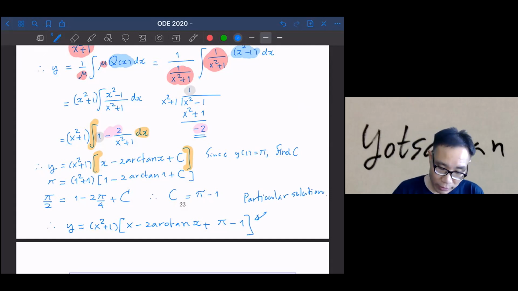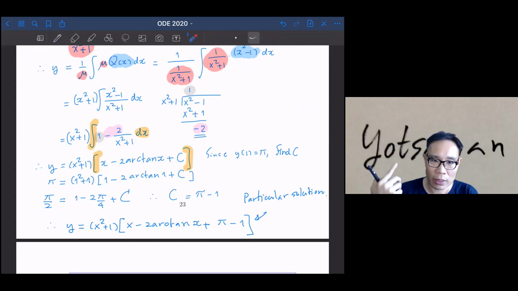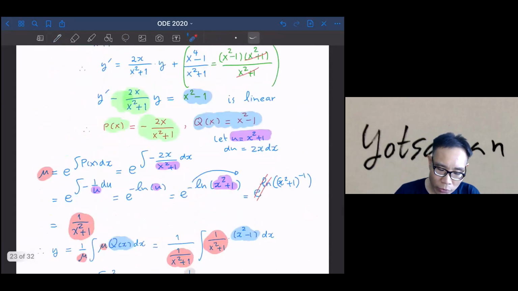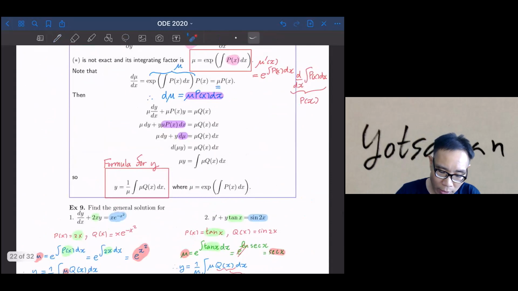So that's it. Let's conclude. The thing that you need to know about linear equations is that when you see a linear equation, you should be able to identify P(x) and Q(x). P(x) is used to find mu, and Q(x) is used to find y.